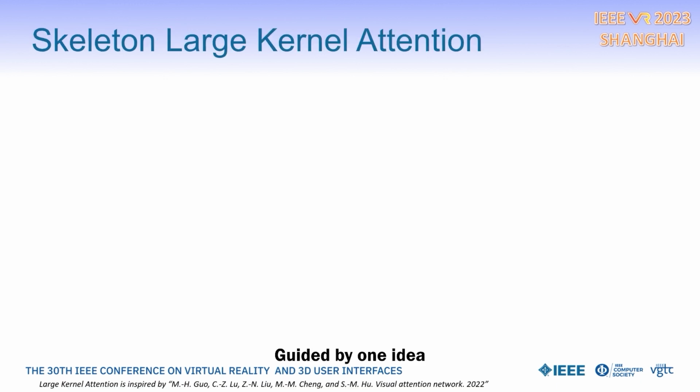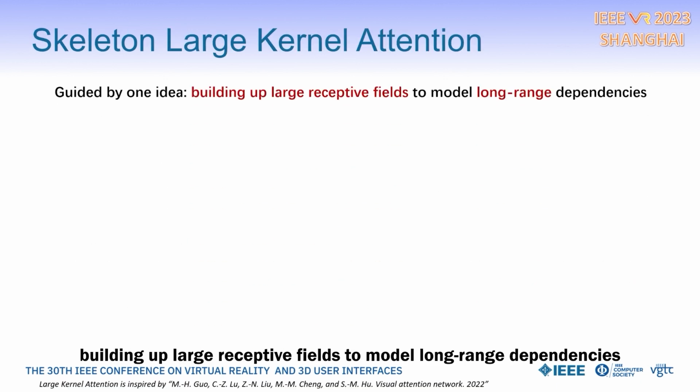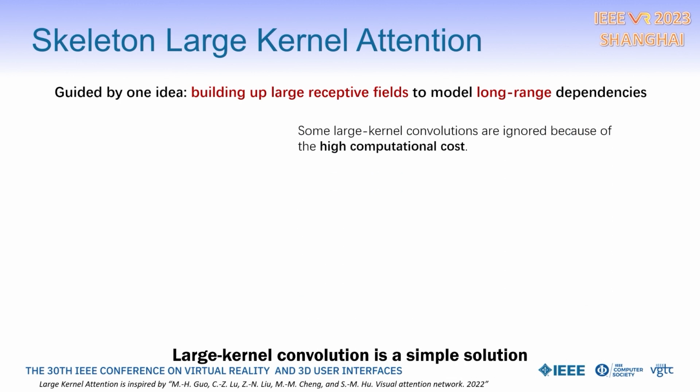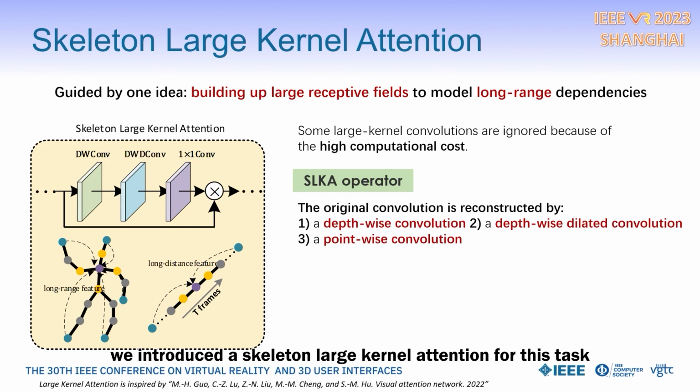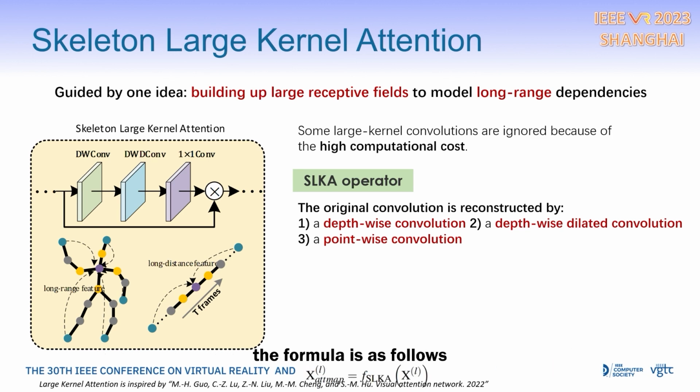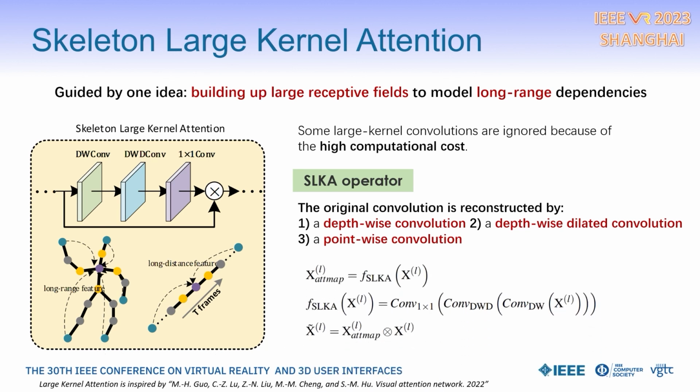Guided by one idea, building up large receptive fields to model long-range dependencies, large-kernel convolution is a simple solution, but it is ignored because of its high computational cost. Inspired by VAN, we introduced a skeleton large-kernel attention, SLKA, for this task. The original convolution is reconstructed by a depthwise convolution, a depthwise dilated convolution, and a pointwise convolution. The formula is as follows.